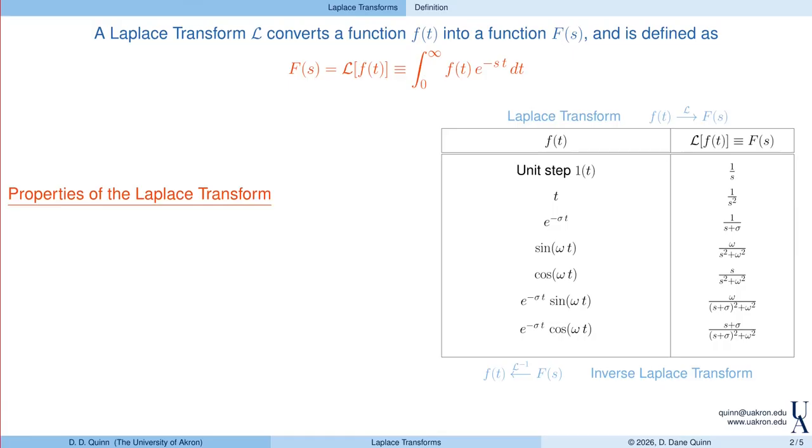A Laplace transform is an operation that converts some function of time, say f of t, into a new function with a different independent variable, namely f of s. The Laplace transform is defined as an integral from 0 to infinity of that original function of time times e to the minus st dt. What we end up with is some new function of this Laplace variable, which we refer to as s.